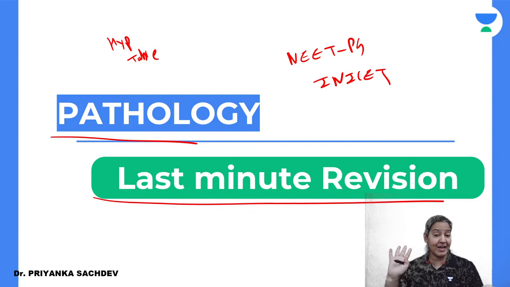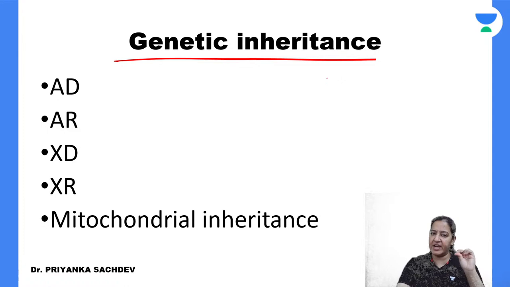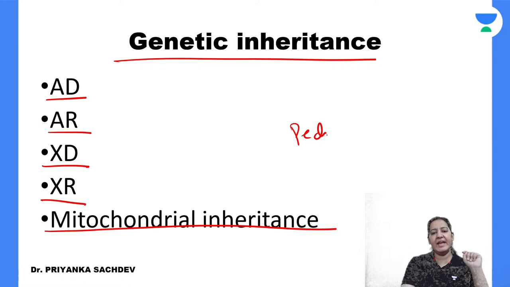The next important table or mnemonic which I'm going to give is for genetic inheritance. We know all the genetic diseases, and there are 5 types of inheritance. Some of them are autosomal dominant. Some are autosomal recessive. Some are X-linked dominant. Some are X-linked recessive. And some are mitochondrial inheritance. Now there is a pedigree chart for these, showing that the disease is transmitted from one generation to the other with continuation or with skip or without skip.